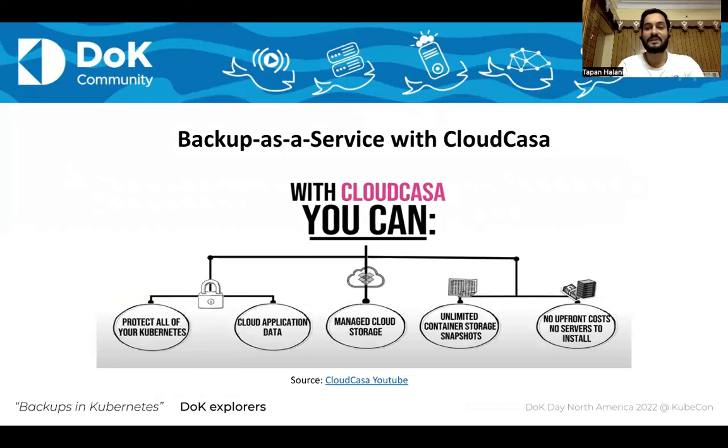So, backup as a service with Cloud Casa. With Cloud Casa, you can protect all of your Kubernetes clusters, cloud application data, and manage cloud storage. You can have unlimited container storage snapshots, and you don't have to pay any upfront costs, or manage or install any servers. That's a pretty good set of features for a cloud native backup as a service solution.